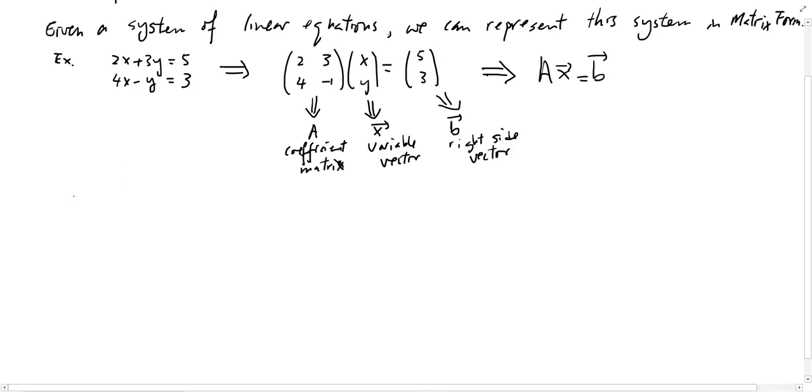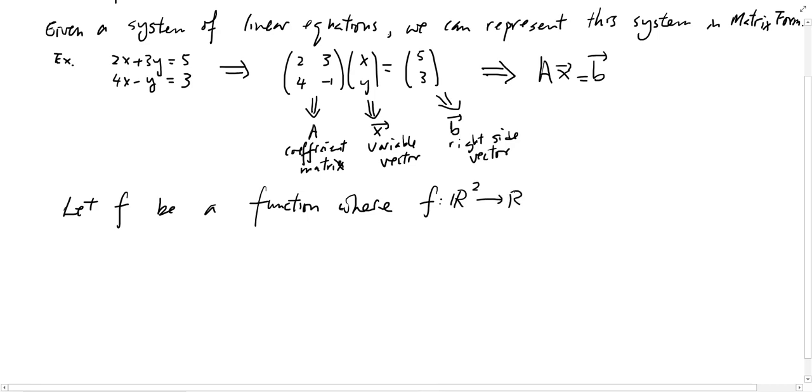Okay, so let's try this. Suppose I'm going to define a function, let f be a function where f maps from R2 to R2. So therefore, this function has two independent variables that we plug in, and two dependent variables pop out when we define the function. And so this function is a multi-variable, vector-valued function. And so let's define what this function is supposed to do.